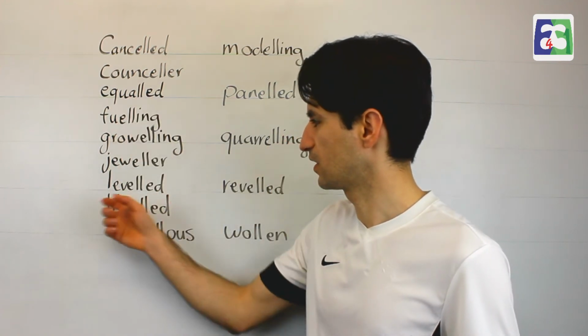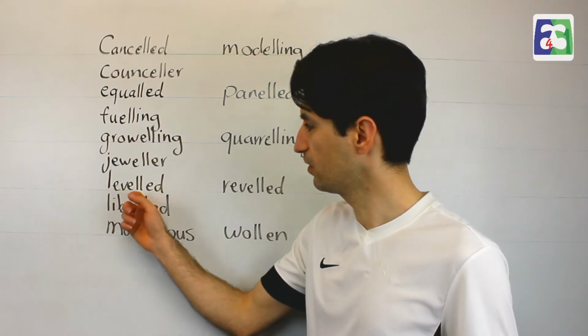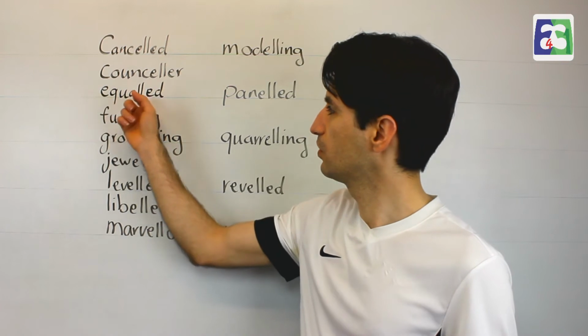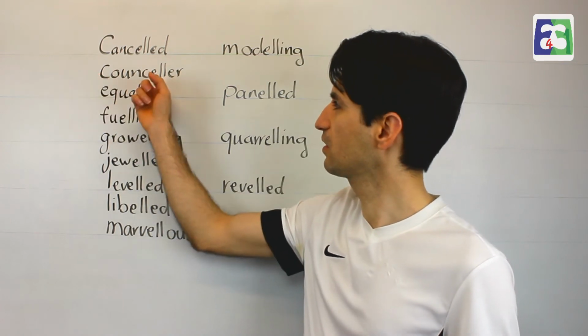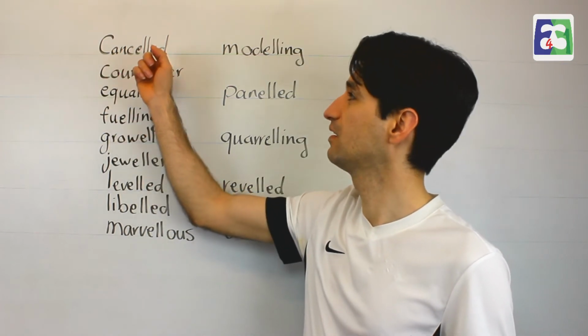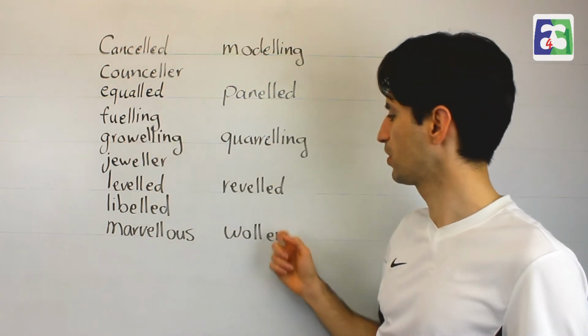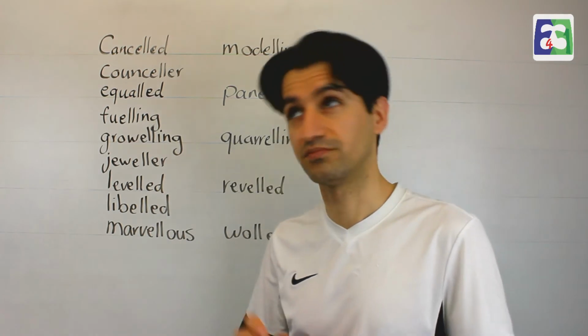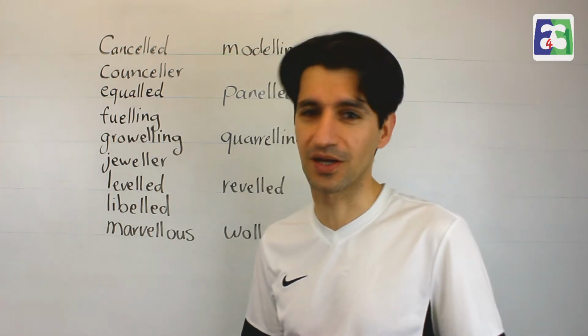There have been other words like level. We have added ed, then we have doubled L, or equal. We have added ed, council or cancel, and then we have added ed or ing or en or ous or other suffixes.